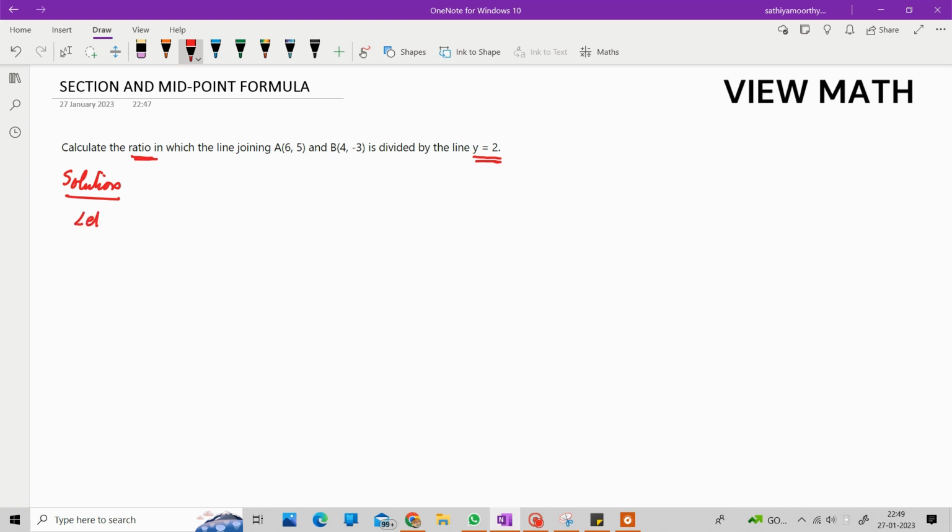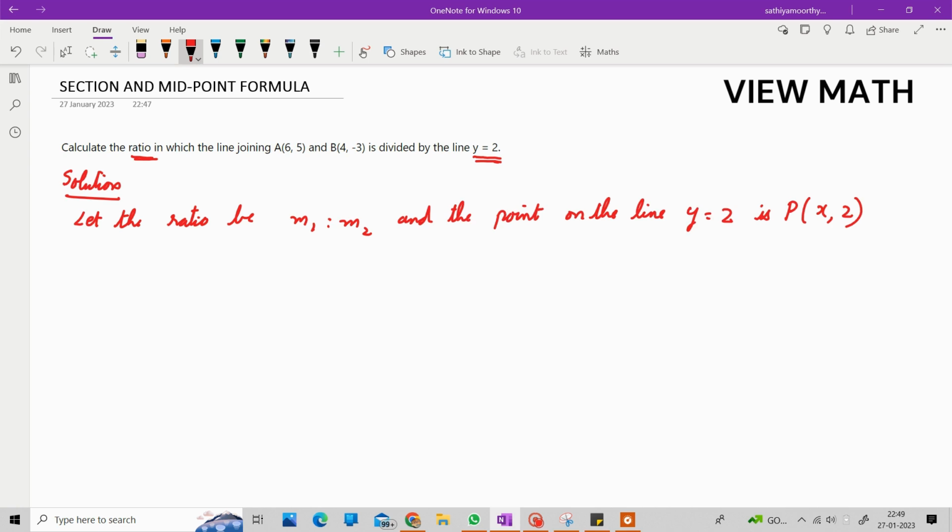Okay, let the ratio be m1 is to m2, and the point on the line y is equal to 2 is P, which is x comma 2. I don't know the value of x, so I'm taking it as x comma 2. With the known y coordinate, I'm going to proceed to find out the ratio m1 is to m2.